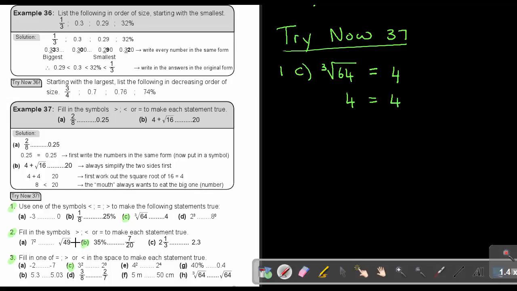If I look at the next one, number 2, B. This is 35%, and this is 7/20. Let's make it a decimal. If you make it a decimal, we just divide by 100. So I get 0.35. Press 7 divide by 20. I also get 0.35. So this is equal, and I can put an equal sign there. And then number 3, C.